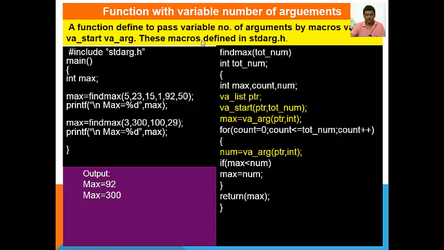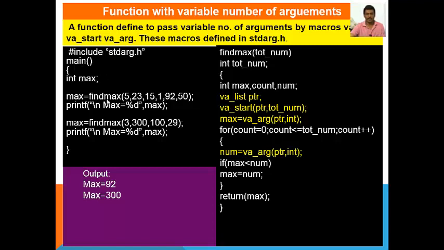This is done through 3 macros. In previous sessions, we called functions with a fixed number of arguments only. We define it to receive 3 arguments, and at the time of calling, we pass 3 values. So we cannot change that number of arguments. But by using 3 macros, which we will discuss in the next session, va_list, va_start, va_arg, we can pass a different number of arguments to the same function.